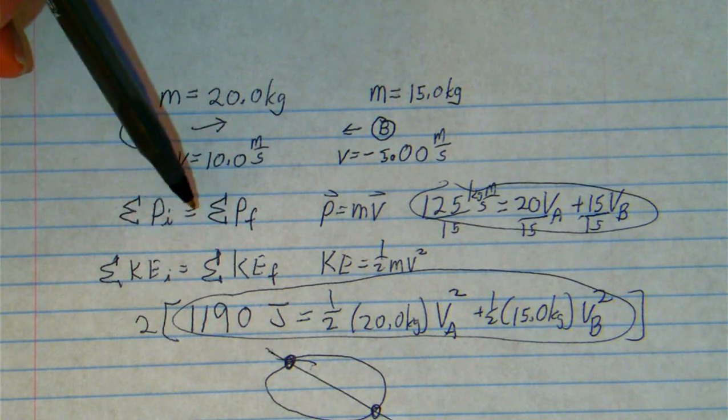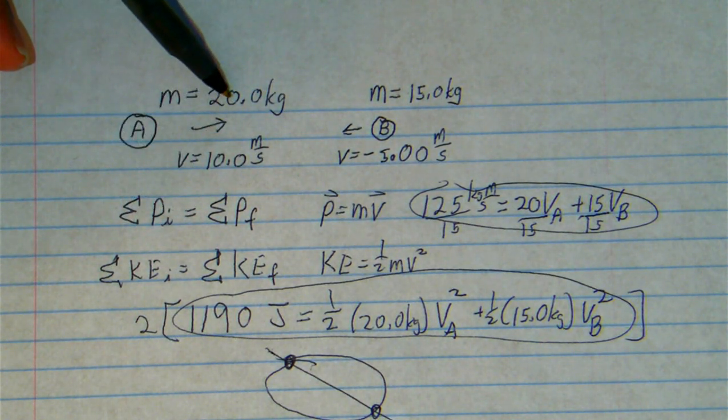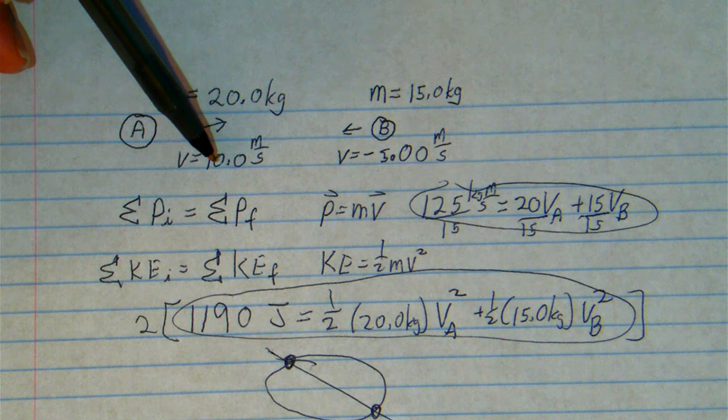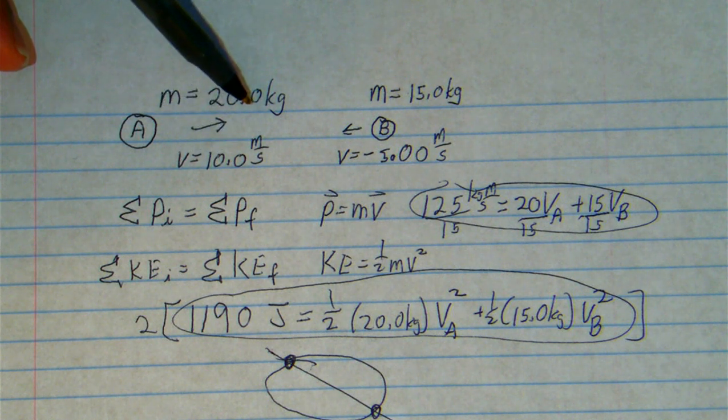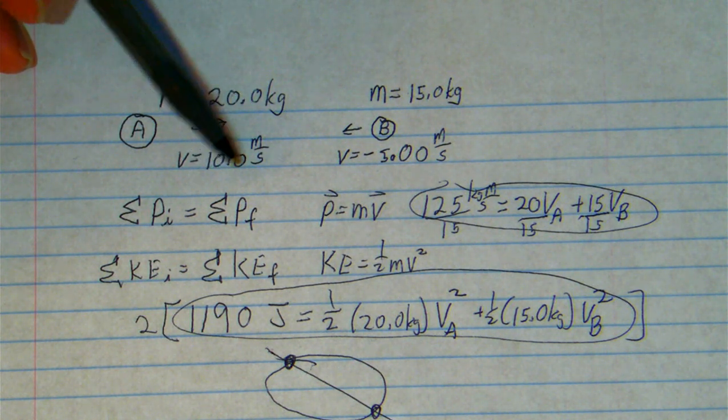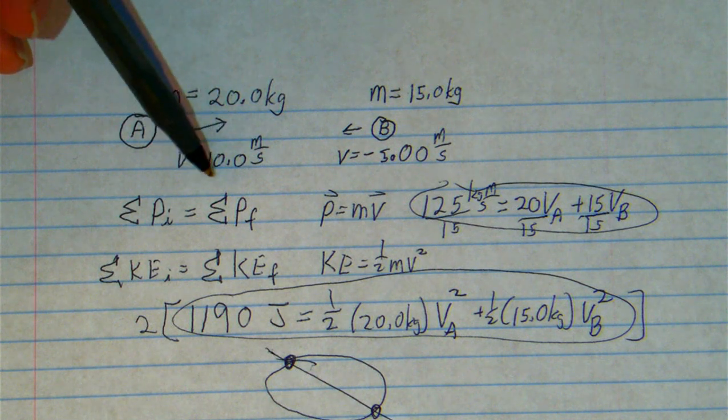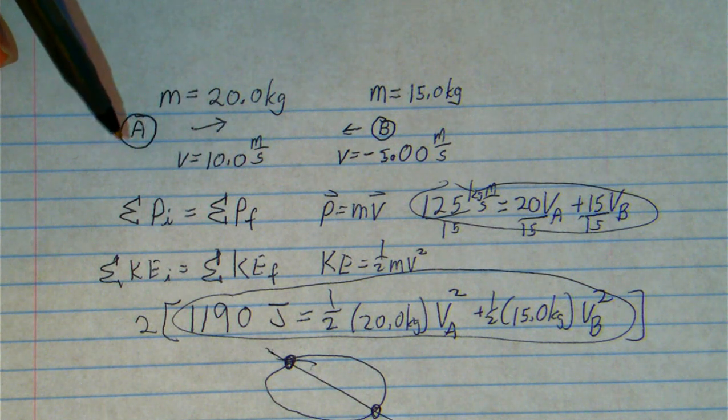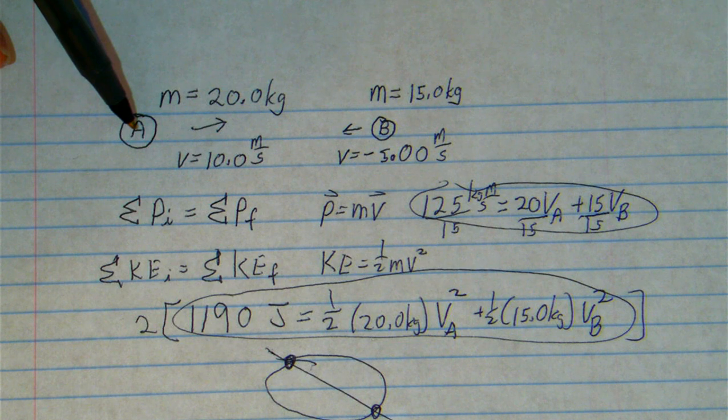On my calculator, 1/2 times 20 is 10. 10 times 10 squared is 100. 10 times 100 is 1,000. So I have 1,000 joules of kinetic energy from ball A before they collide.